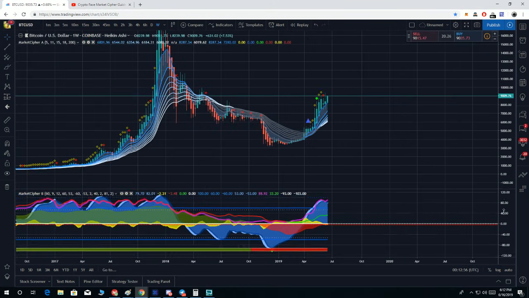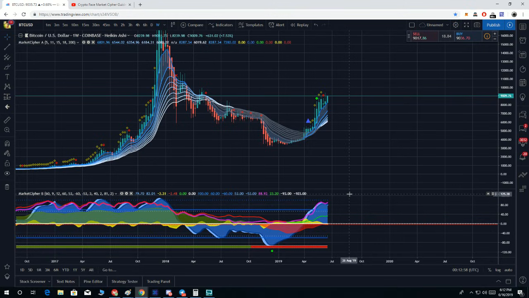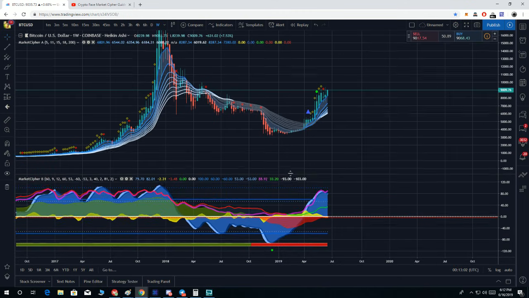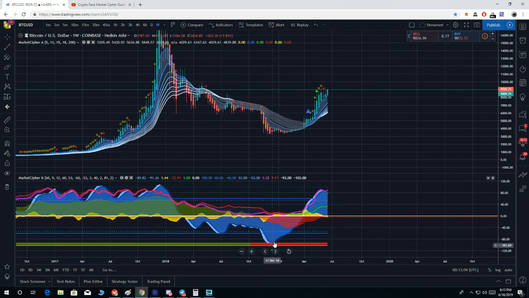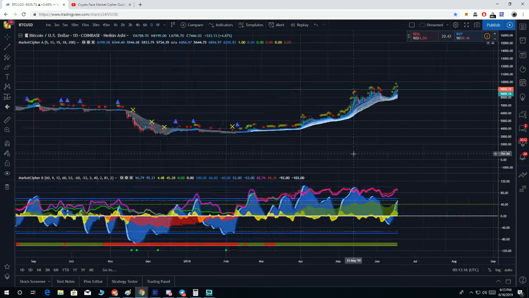Let me show you something else cool. We're kind of skipping a little bit. But on Market Cipher B, look at this green dot. Right here. Now let's go ahead and scroll up. Market Cipher B called pretty much the bottom of the market at 3,160. So start with large time frames, work your way in.